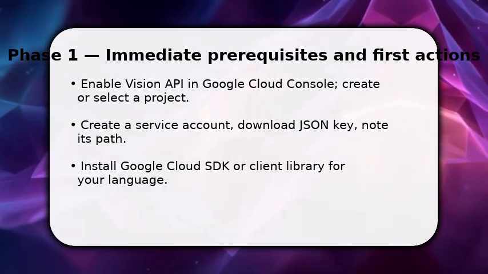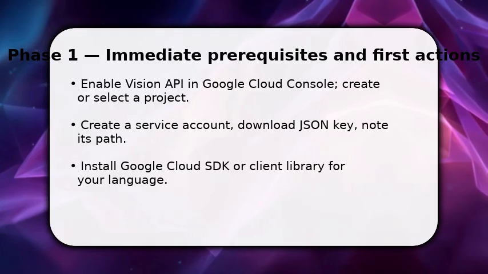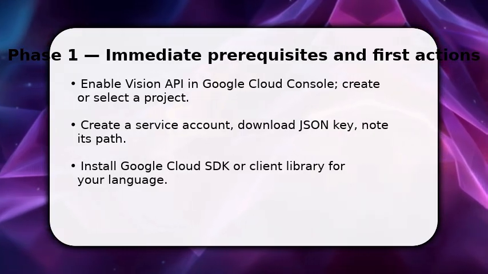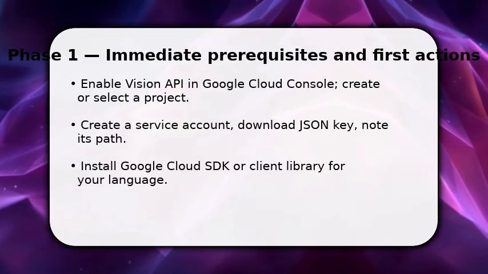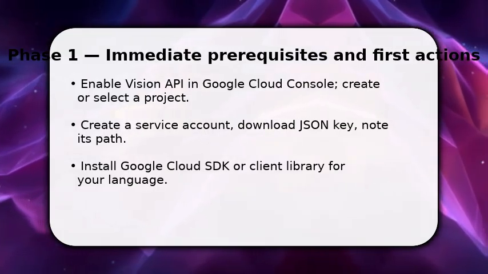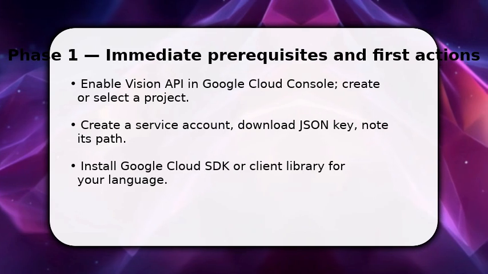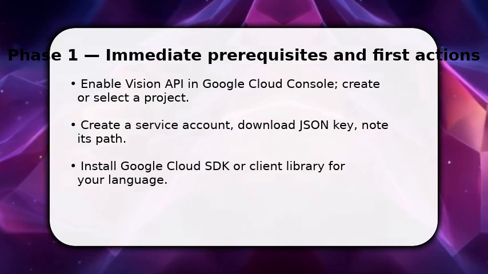You should install the client library for your language or the gcloud SDK and set the GOOGLE_APPLICATION_CREDENTIALS environment variable to the key path so your code authenticates automatically. This gets you from 0 to the first authenticated call quickly.